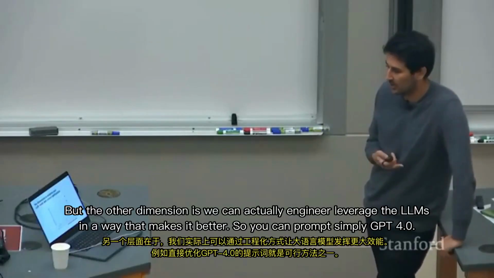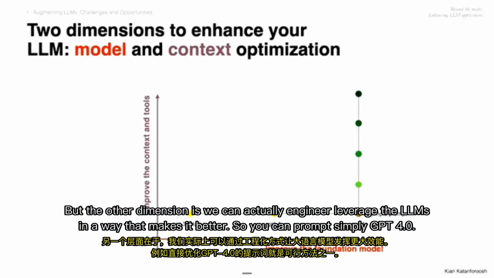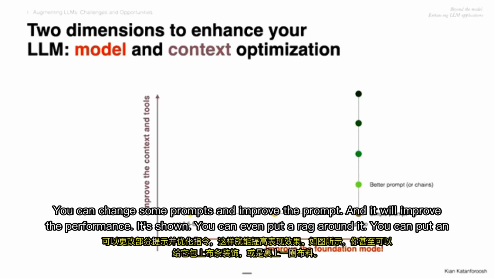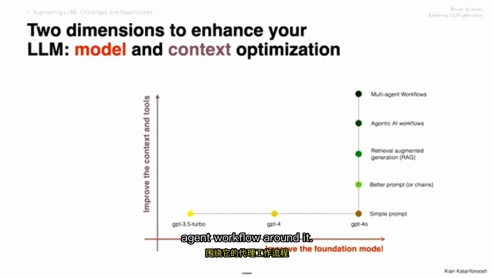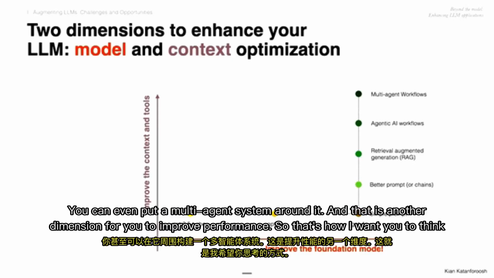But the other dimension is we can actually leverage the LLM in a way that makes it better. So you can prompt simply GPT-4o. You can change some prompts and improve the prompt, and it will improve the performance. It's shown. You can even put a RAG around it. You can put an agentic workflow around it. You can even put a multi-agent system around it. And that is another dimension for you to improve performance.